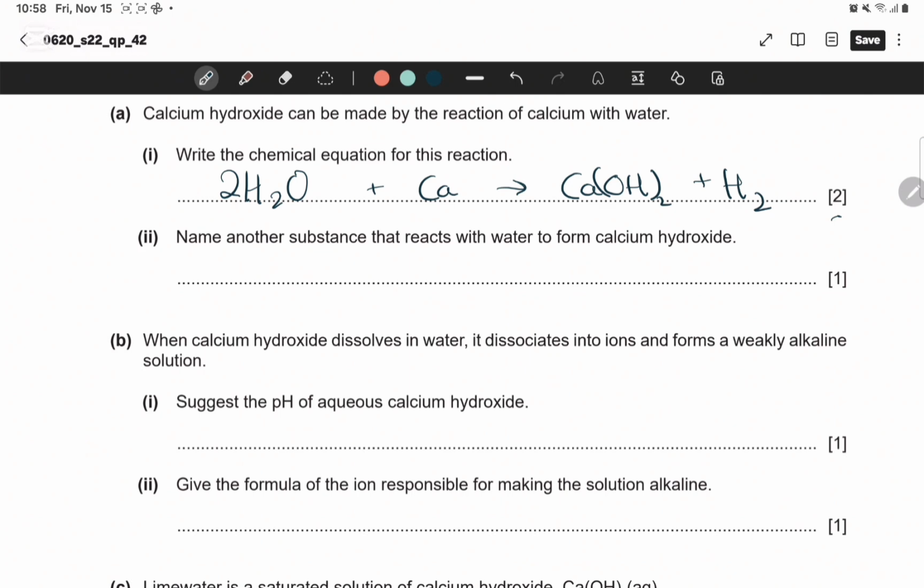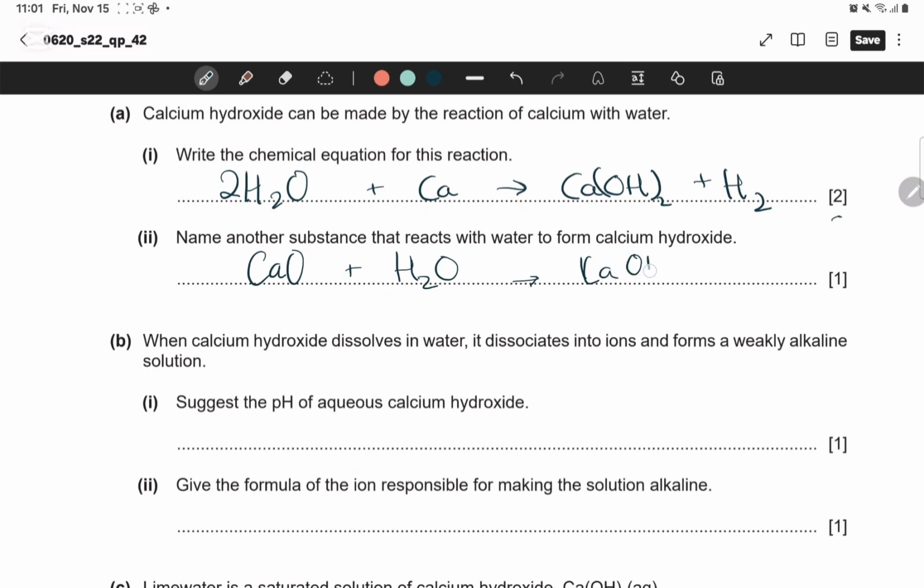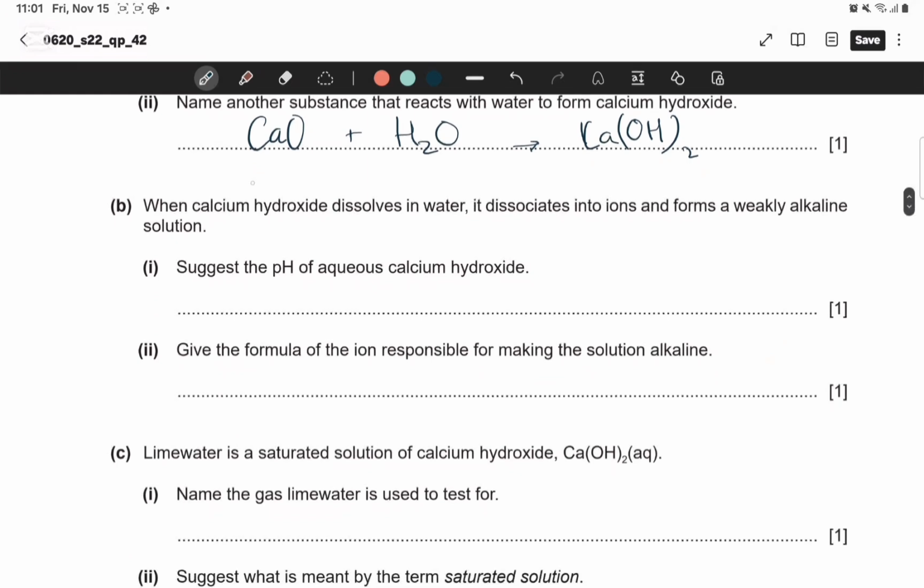Name another substance that reacts with water to form calcium hydroxide. Okay, so CaO, that's the answer. Calcium oxide. Now how? Because calcium oxide and H2O, when they react, they release Ca(OH)2. Okay? When calcium hydroxide, Ca(OH)2, dissolves in water, it dissociates into ions and forms a weakly alkaline solution. Suggest the pH of aqueous calcium hydroxide.